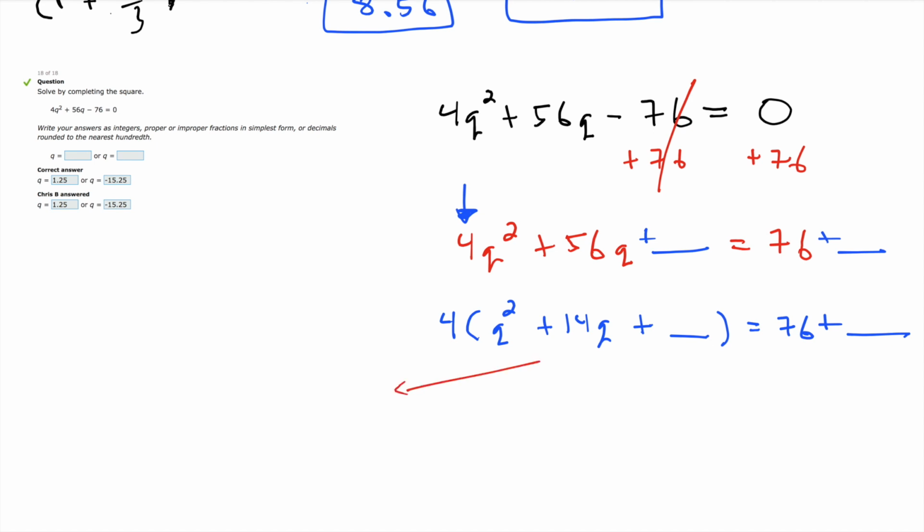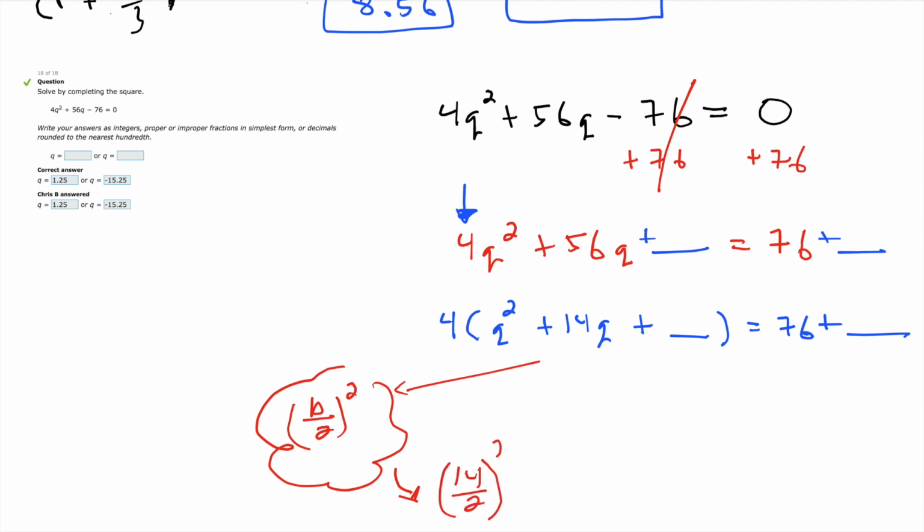Good. You're going to do b over 2 squared. So b over 2 squared. So what do we get? We get 14 over 2 squared. And what's 14 over 2? No, that's too much work. What's half of 14? What's 7 squared? Okay, 49. So that's 49. Okay, so we're going to put a 49 here.